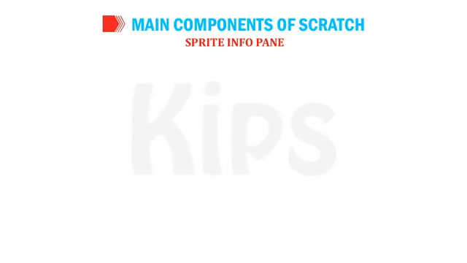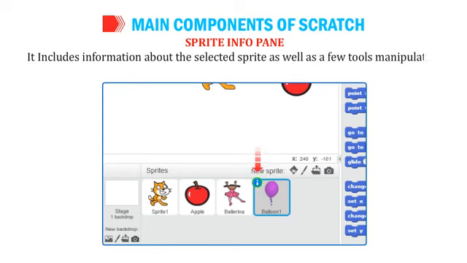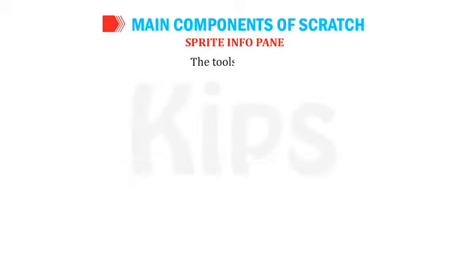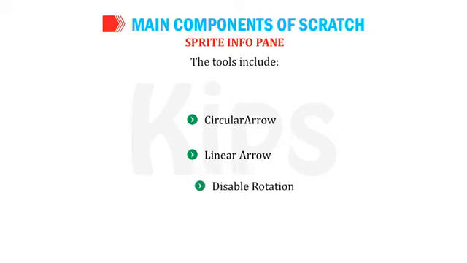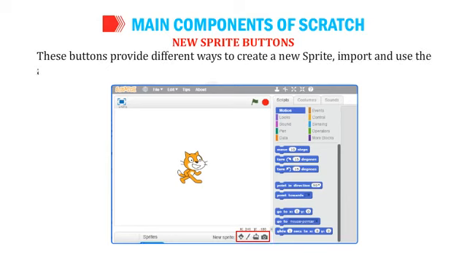Sprite Info pane. Click on the icon present on the top left corner of a sprite thumbnail to display the Sprite Info pane. It includes information about the selected sprite as well as a few tools manipulating the sprite. The tools include circular arrow, linear arrow, disable rotation. New sprite buttons. The new sprite buttons are placed at the bottom right corner of the stage. These buttons provide different ways to create a new sprite, import and use the available sprites.